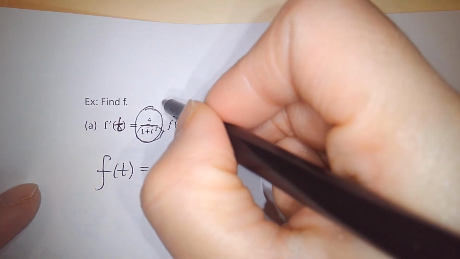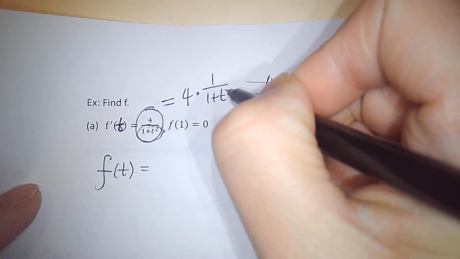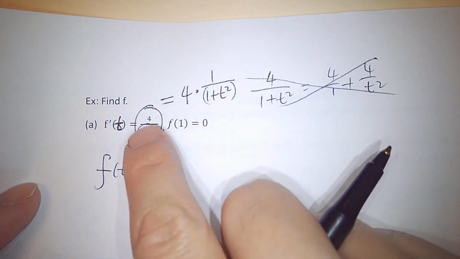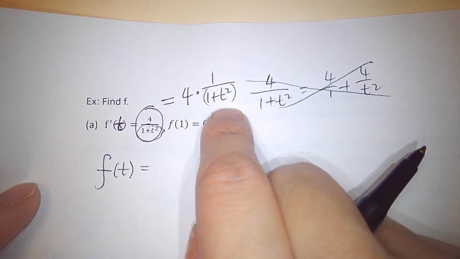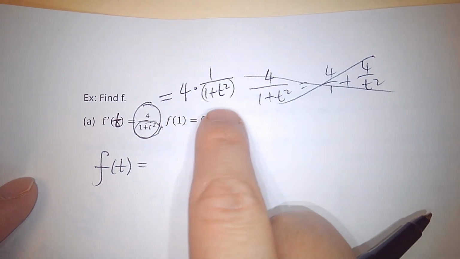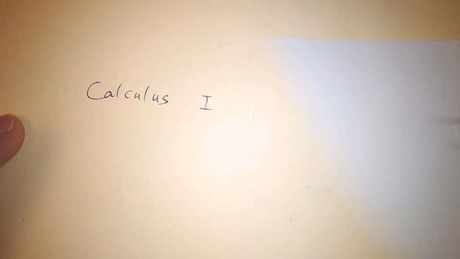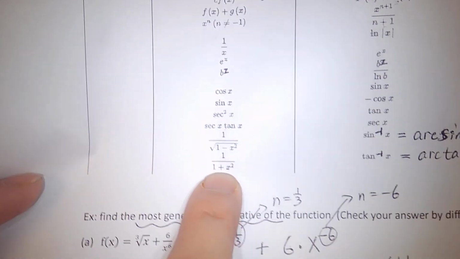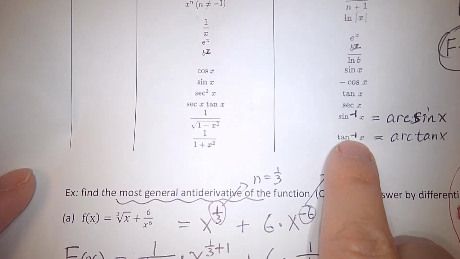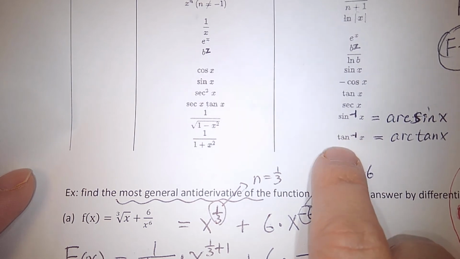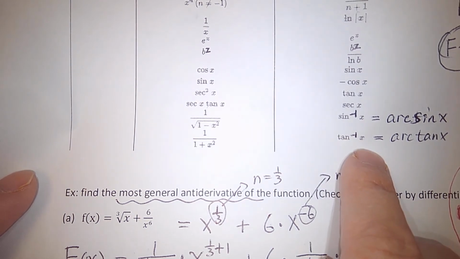However, how about 4 divided by 1 plus t squared can be written as 4 times 1 over 1 plus t squared. What do you think? Do you have any derivative for 1 over 1 plus t squared? 1 over 1 plus x squared gives us what? Inverse tangent of x. Is it possible that we could have that table on our formula sheet?